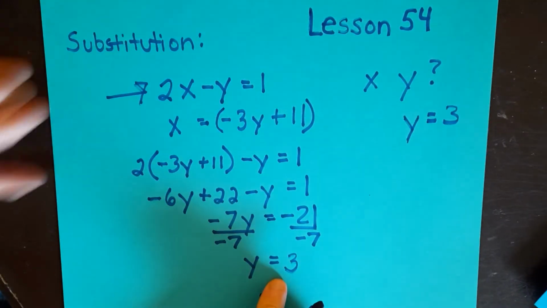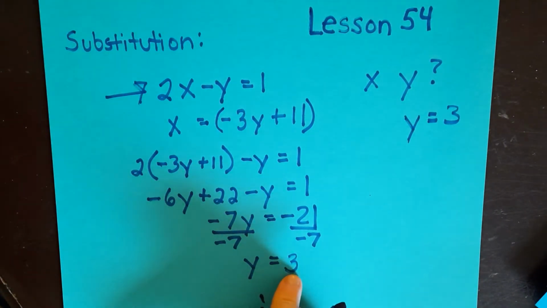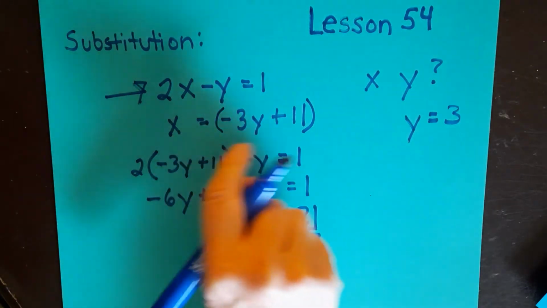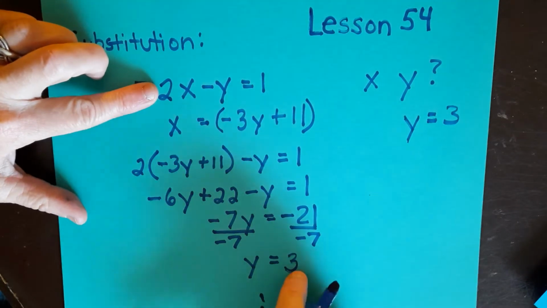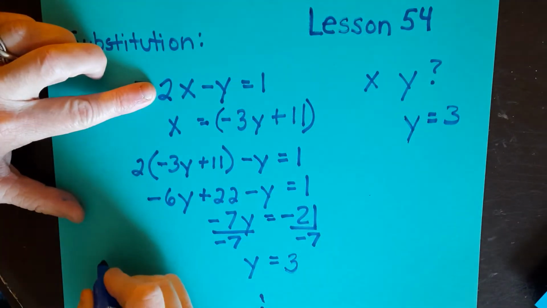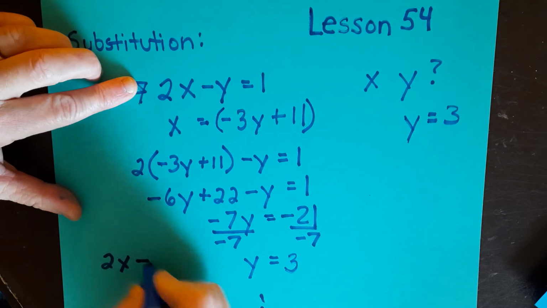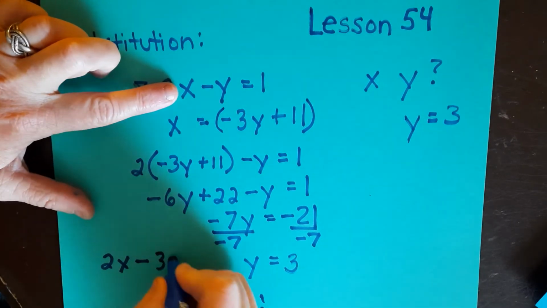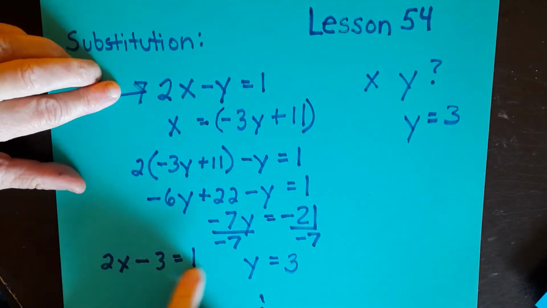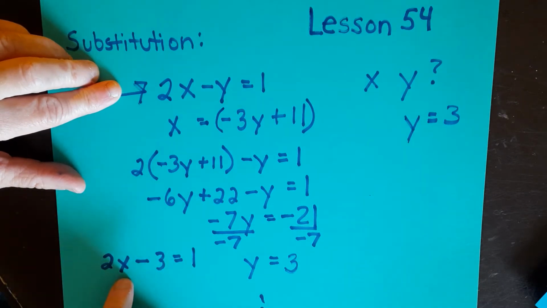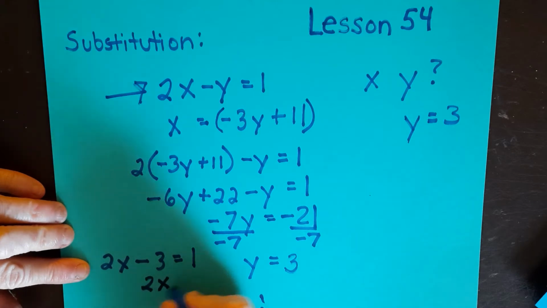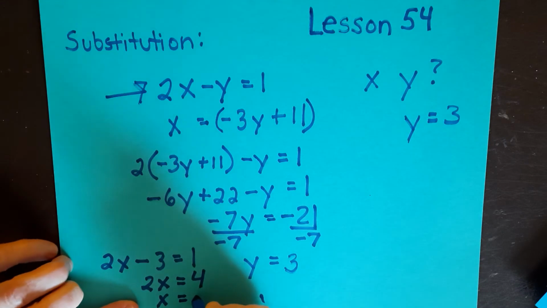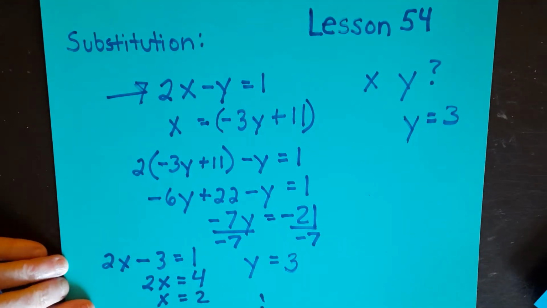Now that we know that y equals 3, we can put the 3 in for either one of these equations. We're going to put it in this top one. So if we put 3 in for y, that gives us 2x minus 3 equals 1. Again, we have an equation that has only one variable, one letter, so now we can solve it. We add 3 to each side, which gives us 2x equals 4. Then dividing each side by 2, x would equal 2.